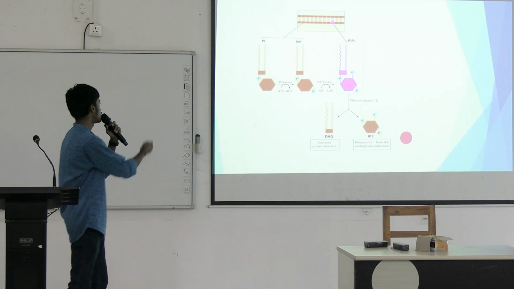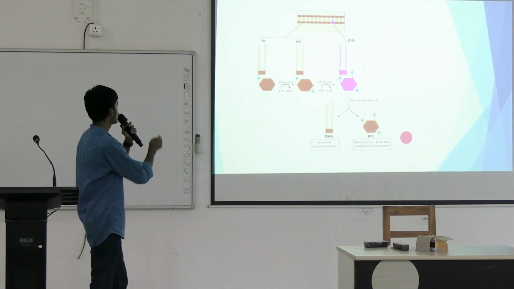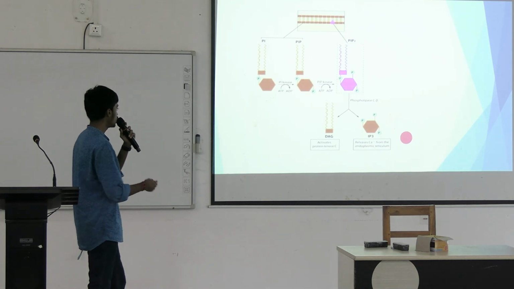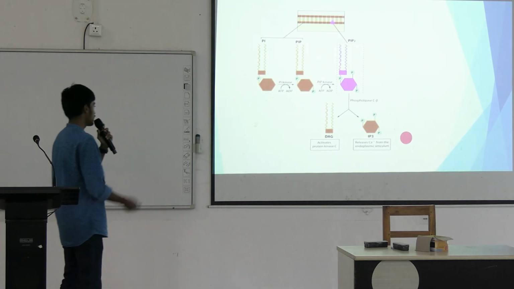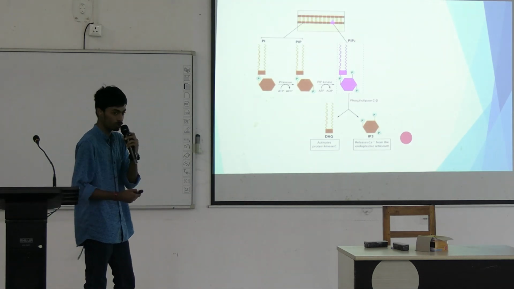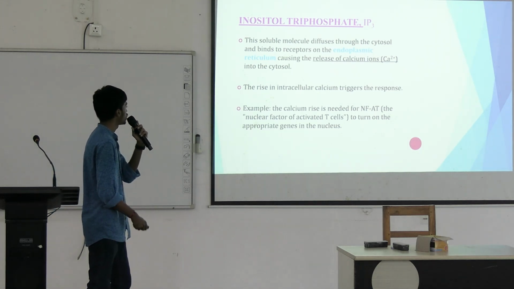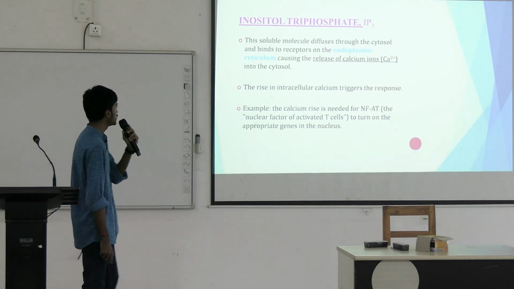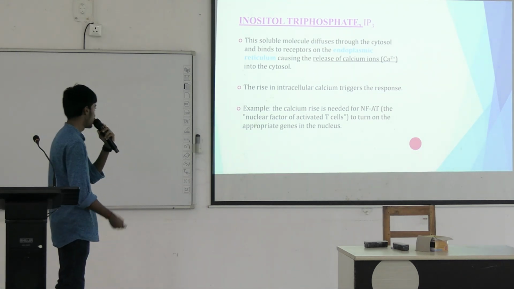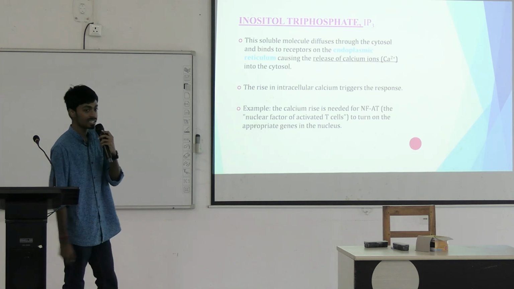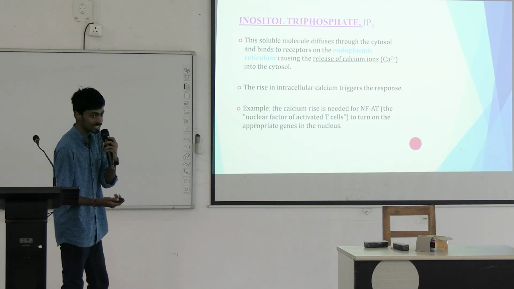Here in the plasma membrane, phospholipase C is acting upon PIP2 and yielding two compounds, DAG and IP3. DAG activates protein kinase C and IP3 releases calcium from the endoplasmic reticulum. These soluble molecules diffuse to the cytosol and bind to receptors on the endoplasmic reticulum, causing the release of calcium ions into the cytosol, which increases the intracellular calcium level and triggers the response.